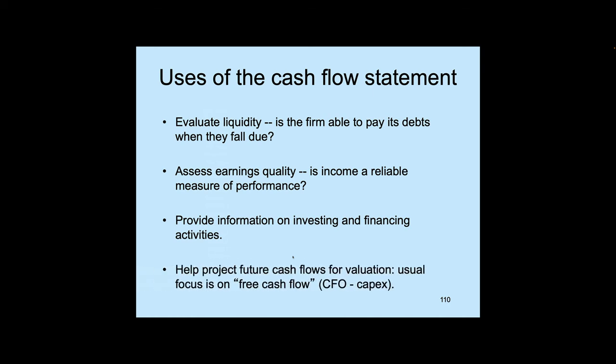And lastly, we can help predict future cash flows. Typically, free cash flow is equal to cash from operations minus capital expenditures. So let's take a look at this. We have cash from operations of $192,000, and we have capital expenditures of $240,000. Some people might net that with the proceeds from the sale of land, so that it's net capital expenditures of $140,000 negative.